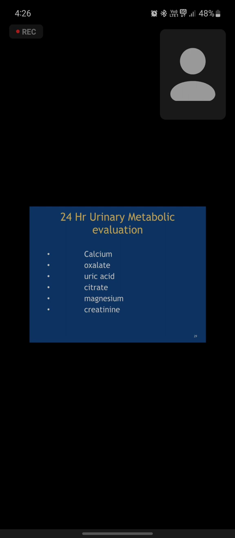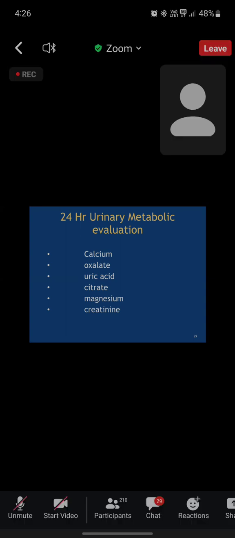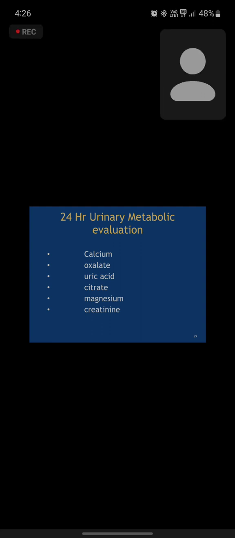So the most important investigation in prevention of stone disease is 24-hour urinary metabolic evaluation, which should be done in a patient who has recurrent stones, younger patients, multiple bilateral stones, single kidney stone, anatomical abnormalities like horseshoe kidney, PUJ obstruction, or a patient who does not want recurrent stones because of their job, like working on flights, sea crew, or army or air force people.